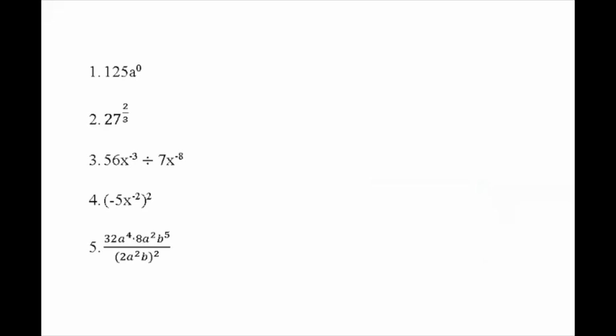All right, let's try the fourth problem. So I have minus 5x to the minus 2, squared. Now remember the way this works, right? It's inside the bracket, therefore everything in here is squared. So let me just separate them. So I have minus 5 squared multiplied by x to the minus 2 squared. Now I can work on them separately.